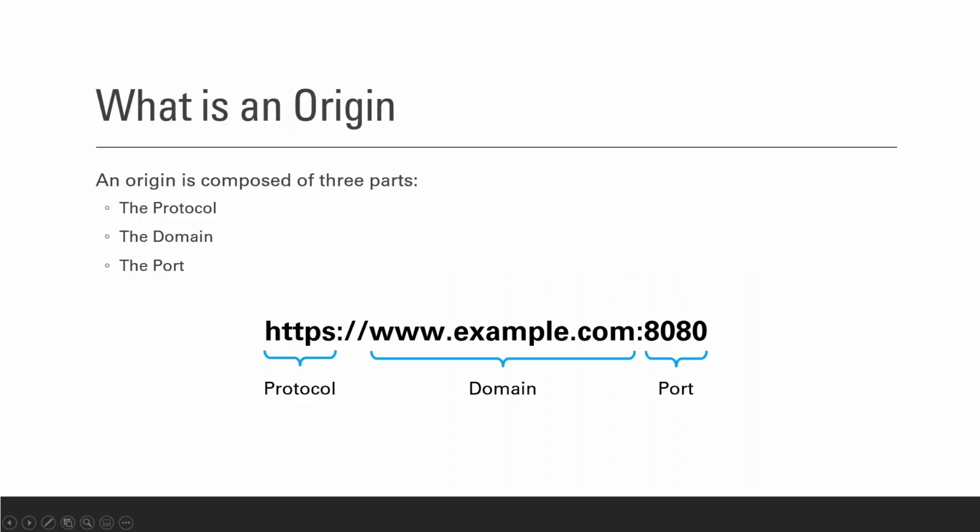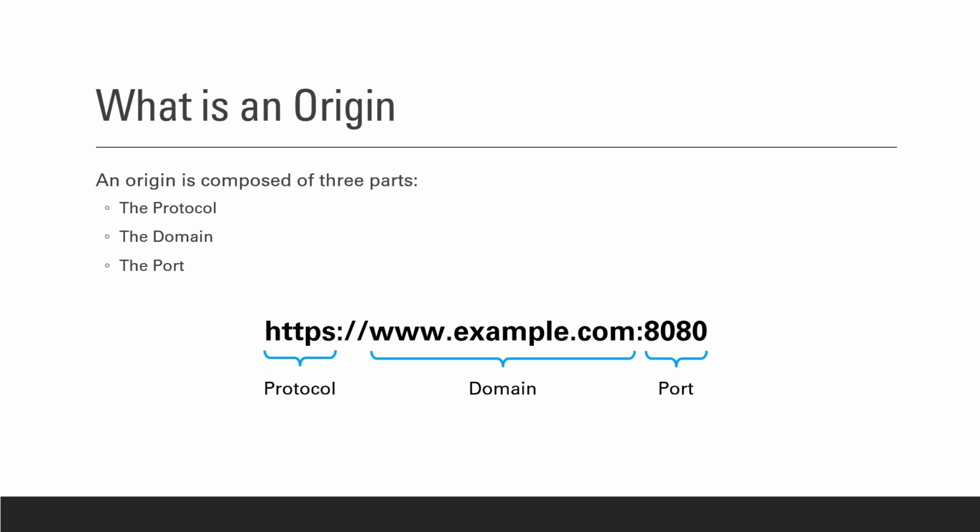And an origin is this thing here on the screen. It's a protocol, it's a domain, and it's a port. All three of these things need to match exactly, or the request won't work. So protocol is going to be your HTTPS or HTTP. Your domain is that entire middle bit, www.example.com.